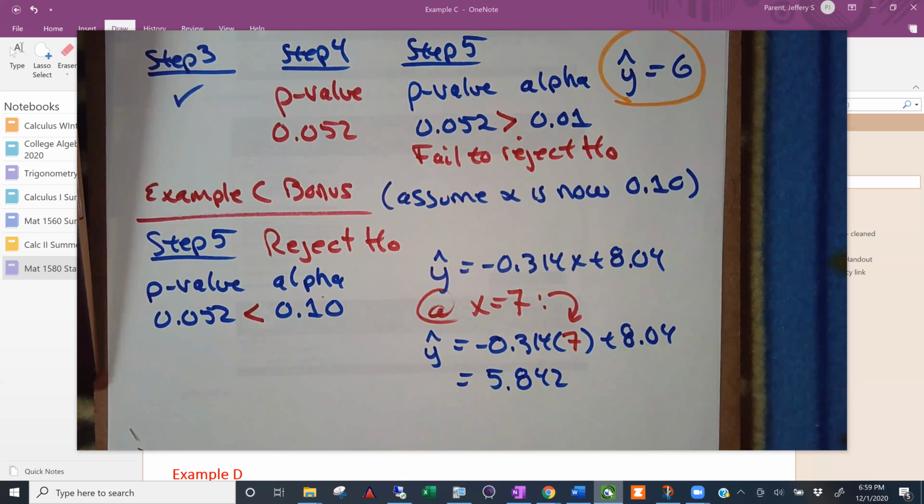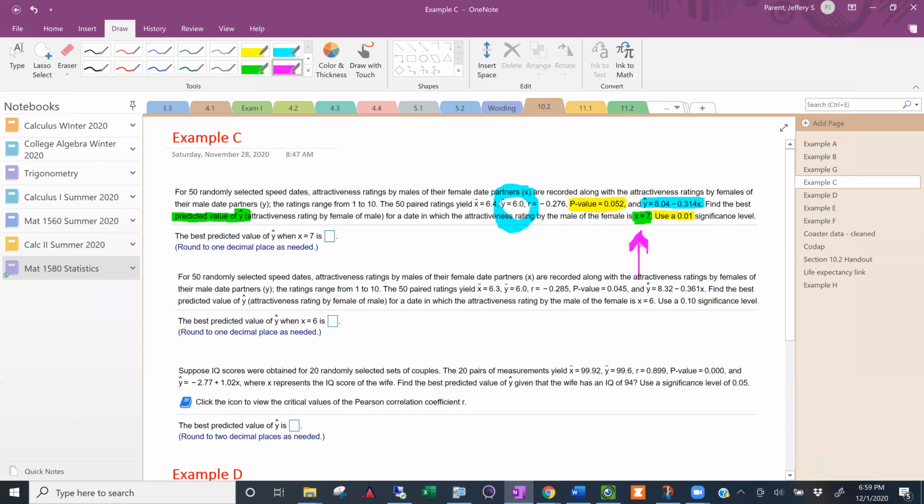Excuse me, Professor. Where did the 7 come from again? Oh, from the problem. So right here, see that purple arrow? Oh, yep. Thank you. Yeah, so it said, find the best predicted value of y hat when x is 7. So that's where it came from.